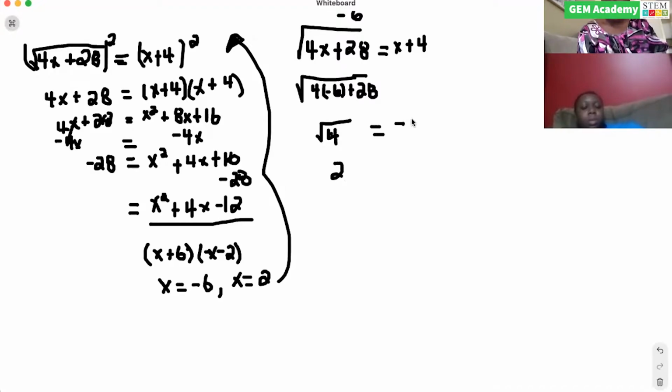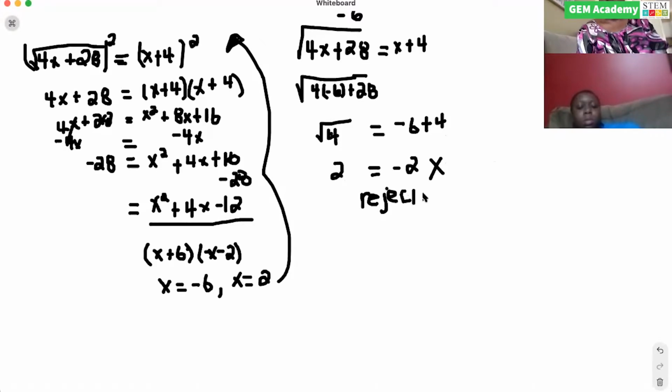I have minus 6 plus 4. Does 2 equal negative 2? So this is not a solution. So this is reject. So the answer is 2, but let's check it though. We still should check it to confirm.